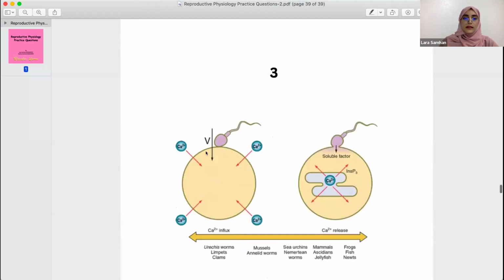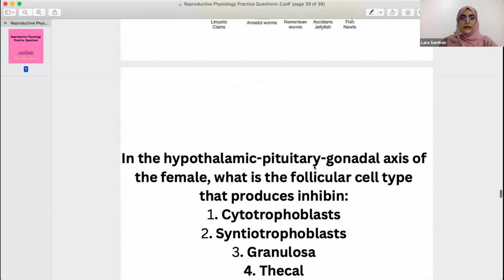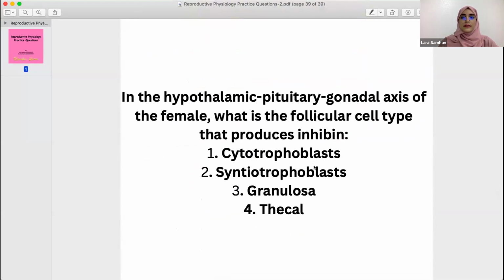As we can see here, this is the oocyte and this is the sperm. Once one sperm begins to enter, and the genetic material of the sperm enters, immediately the intracellular calcium is released outward to this layer so that it hardens it and prevents any other sperm from penetrating the oocyte. Okay, perfect. Moving on to the next question.